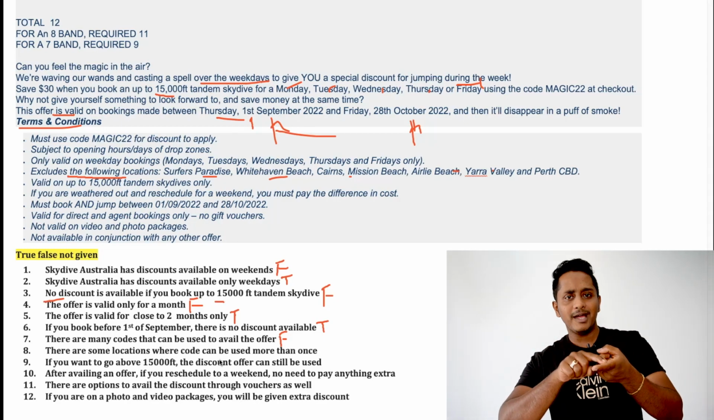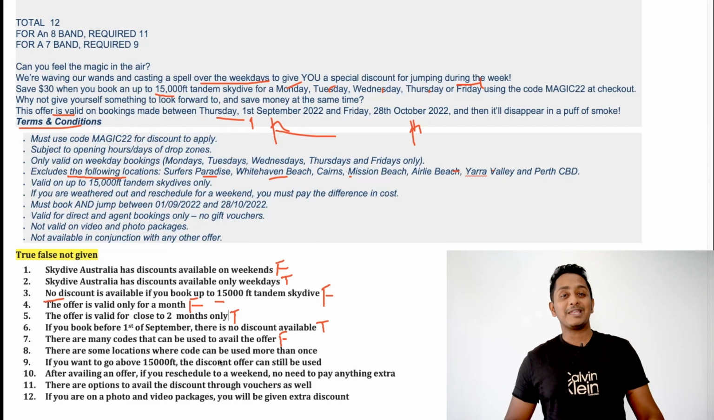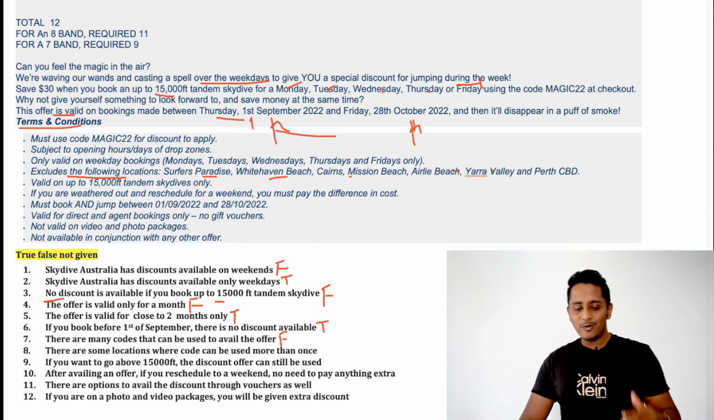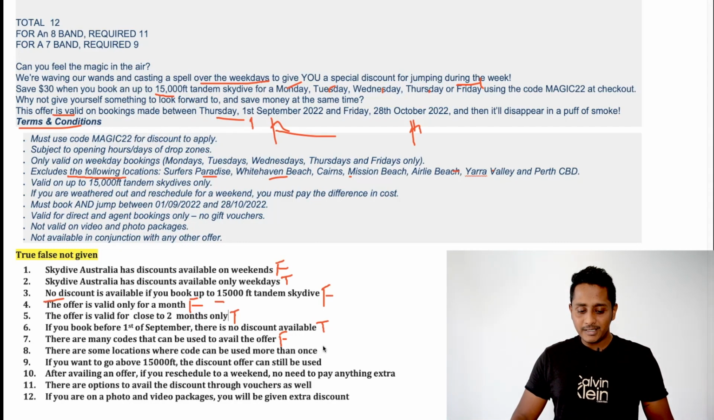This cannot even be a lie, this cannot be false. So it should be not given. Guys, hope you are getting it. This is where people go wrong. People end up writing false here. It is not given for the 8th one.